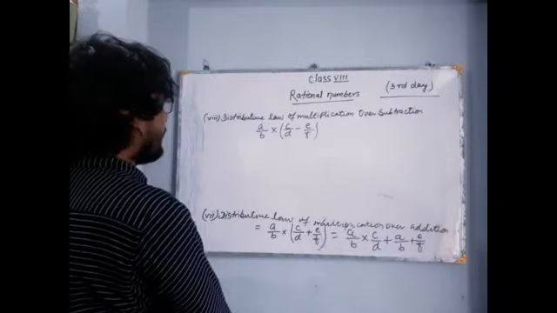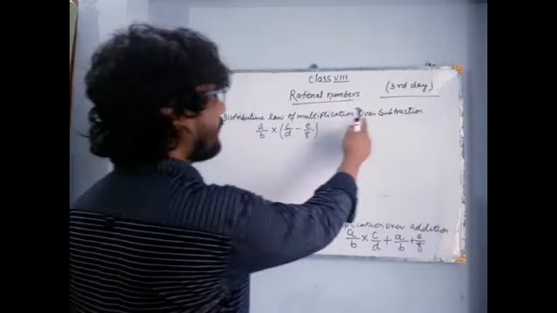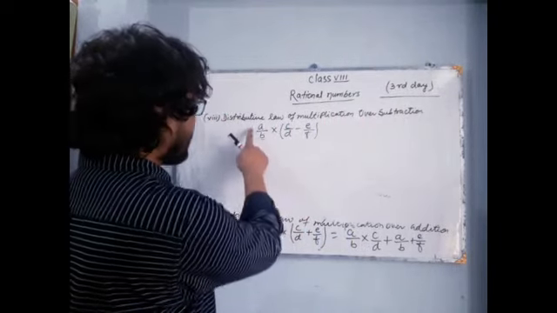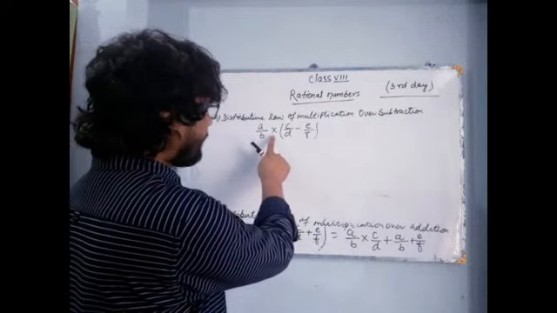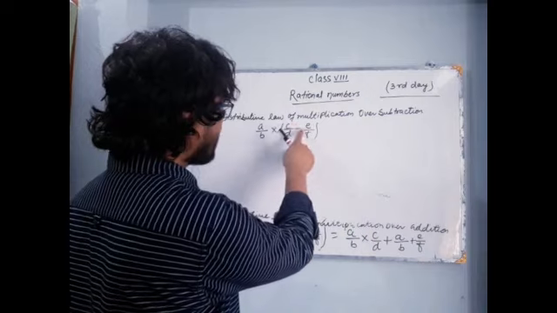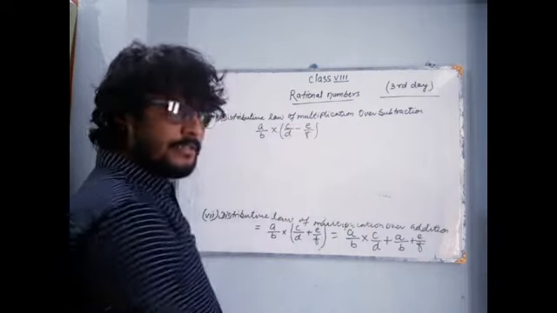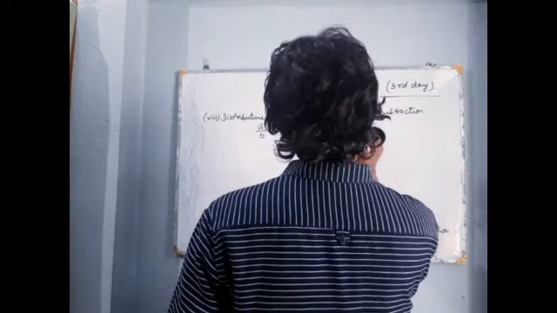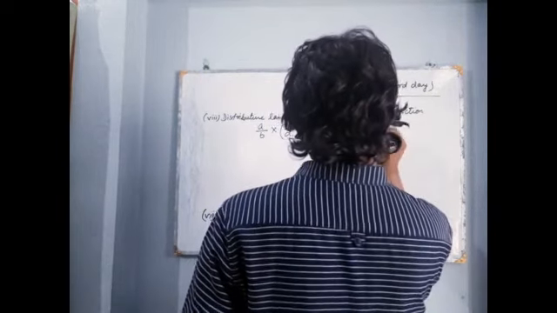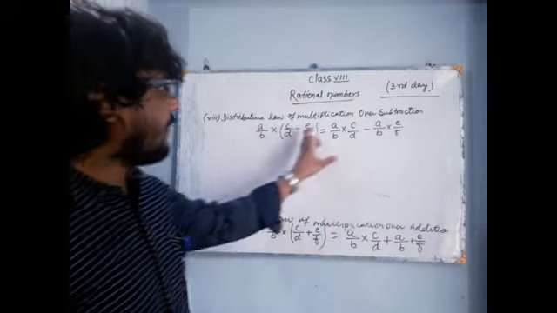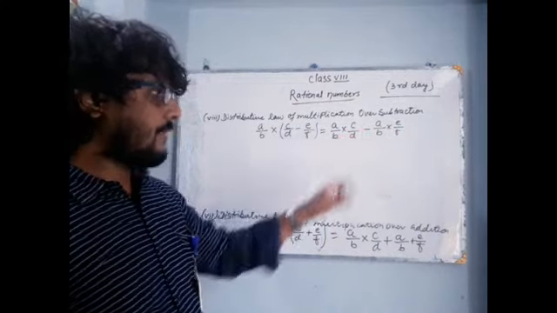The eighth law is distributive law of multiplication over subtraction. Suppose that there is a rational number a by b, which is multiplied by the difference of two rational numbers c by d and e by f. Then we get a by b into c by d minus a by b into e by f. This law is called distributive law of multiplication over subtraction.